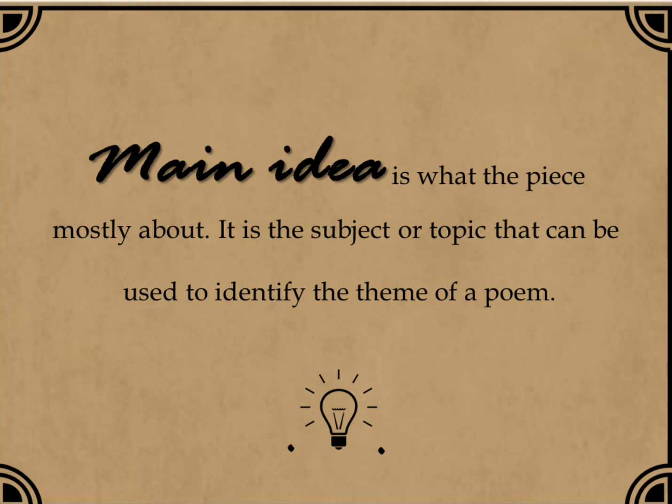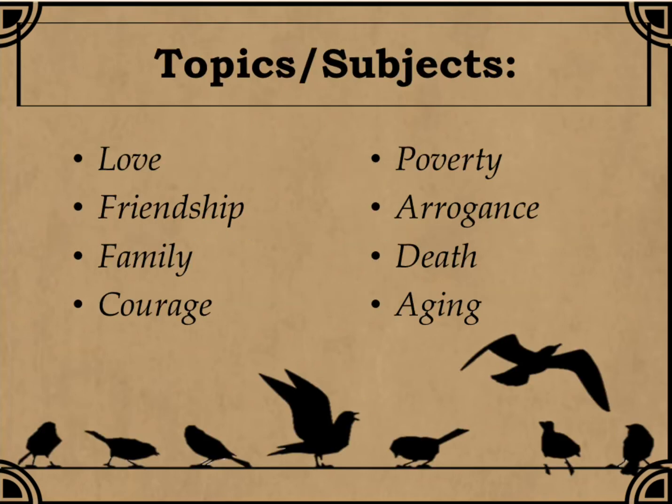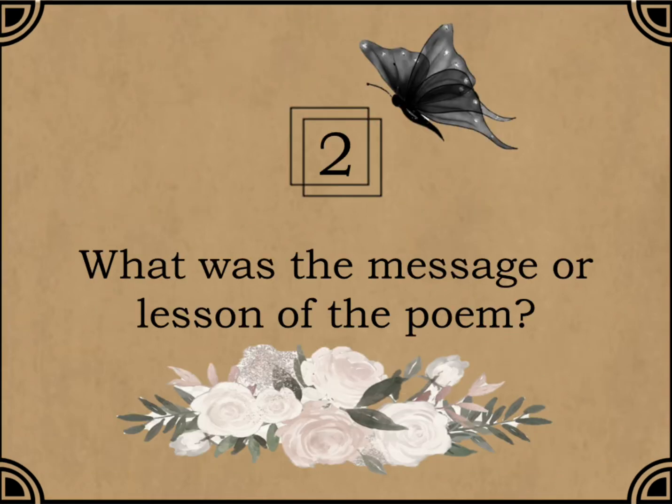Is what the piece mostly about? It is the subject or topic that can be used to identify the theme of a poem. This topic or subject is communicated in one word, such as love, friendship, family, courage, poverty, arrogance, death, aging, and a lot more.